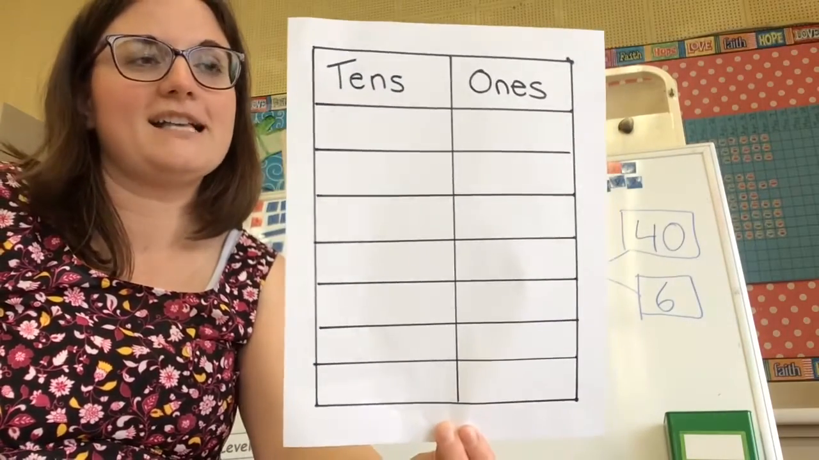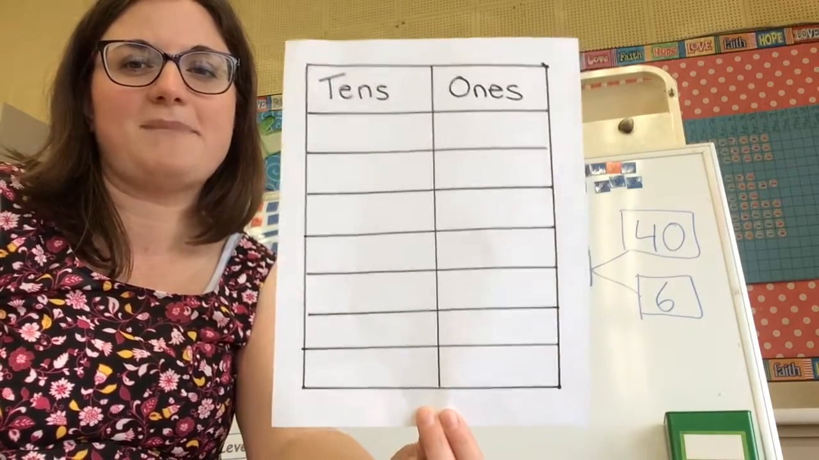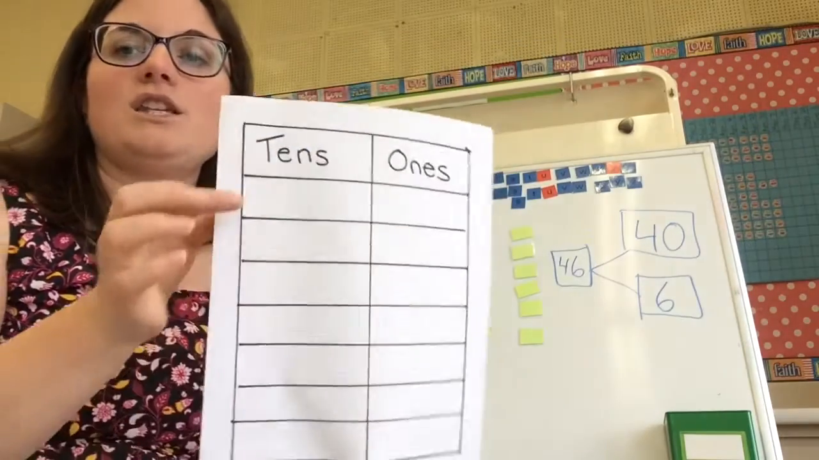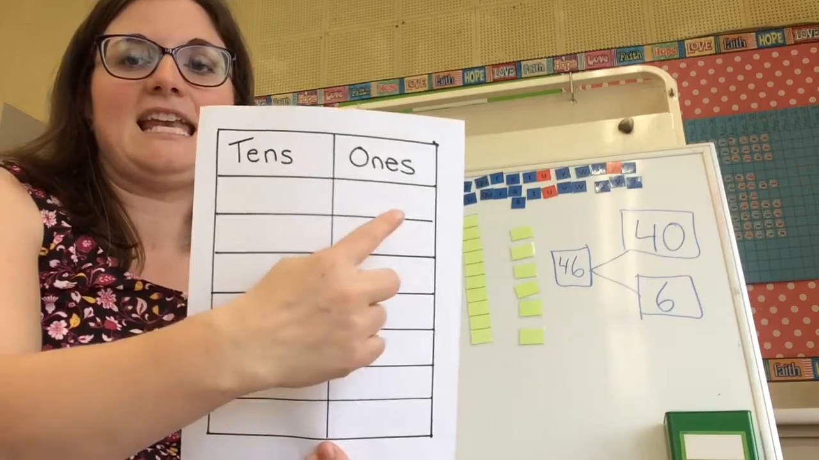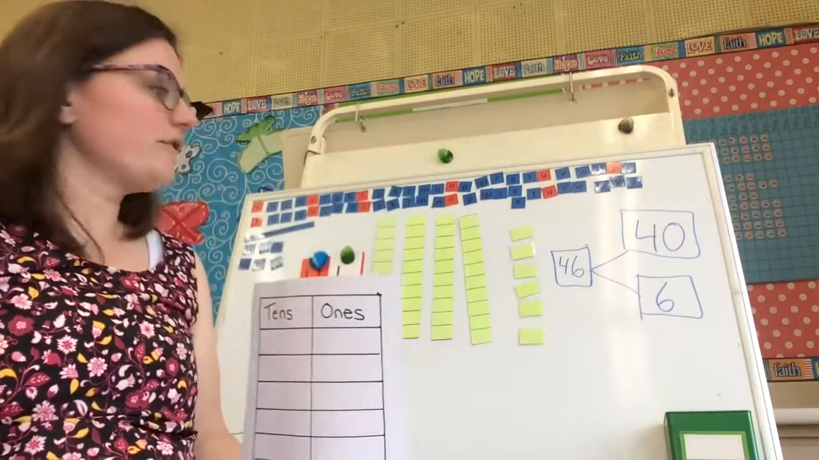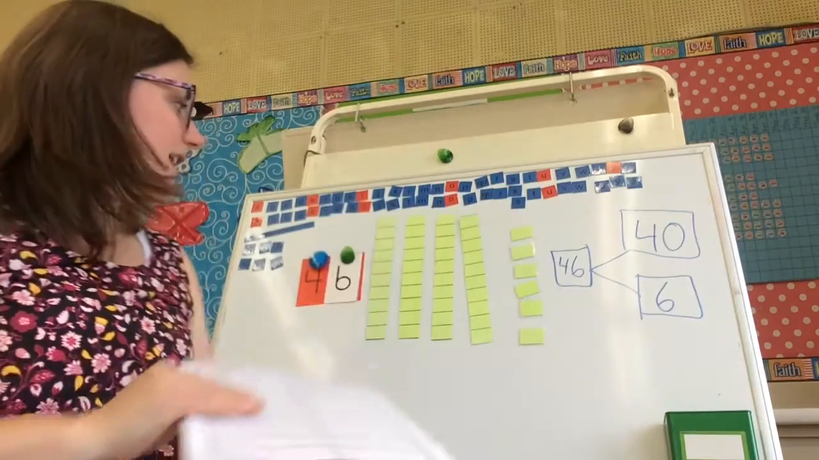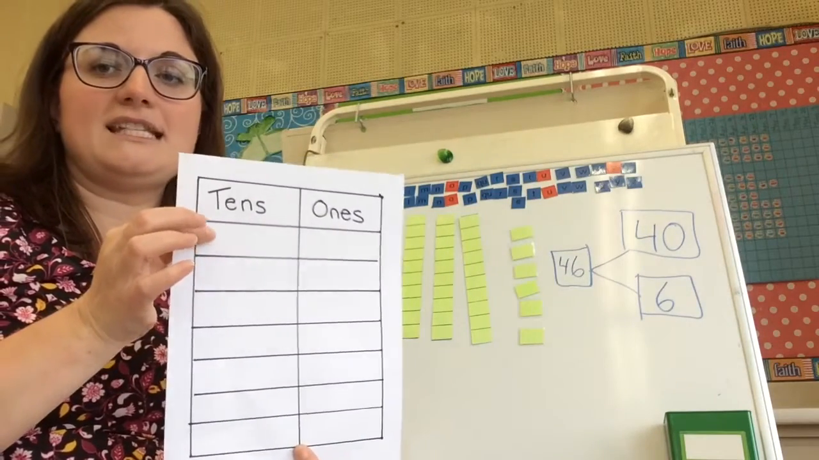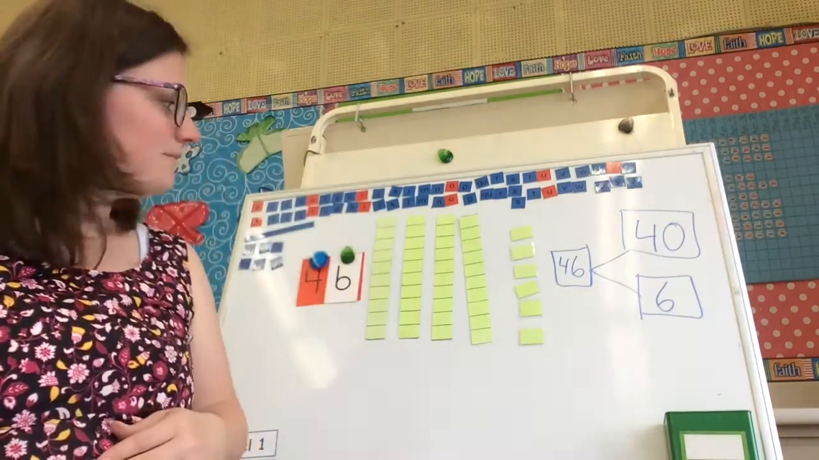Now, in your package, you have this page. So I want you to pause and make sure you have our tens and our ones page for today. And we're going to put some numbers on the board, and I want you to fill in how many tens and how many ones. So let's talk about the first one here. Okay, let's talk about our number here of popsicle sticks. What number would I put in the tens? How many tens do I have?